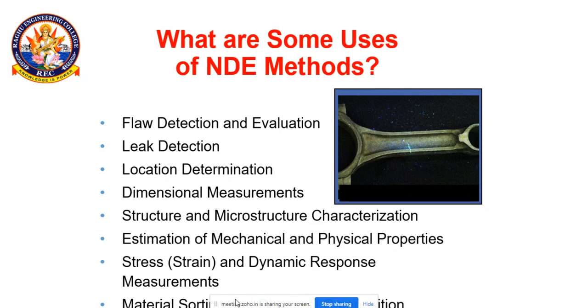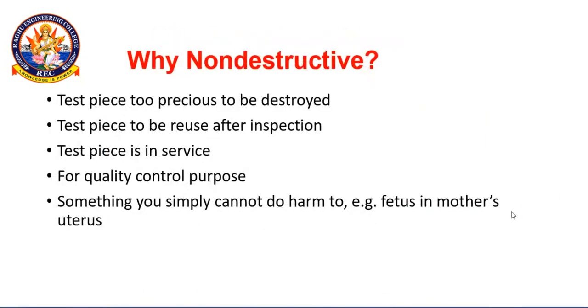And finally there is one other thing, that is material sorting and chemical composition determination. There are spectrometers, there are handheld spectrometers. We can find out the chemical composition, because depending upon the chemical composition we can sort the material. These are some uses of non-destructive testing.